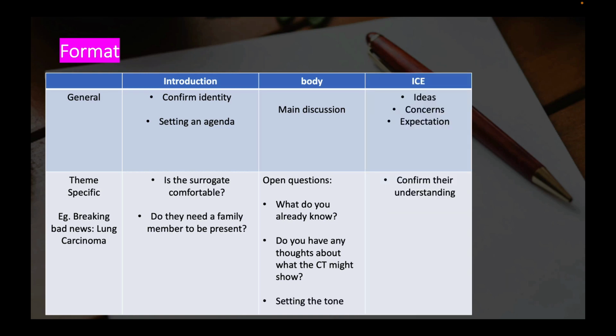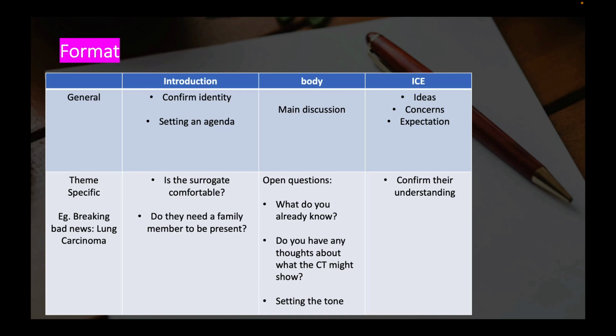Next is ICE: ideas, concerns, expectations. Now, many candidates start this part of the conversation once they reach the 12-minute mark. This is not ideal at all, as the surrogate may have a big list of questions as a part of their script which you may not be able to cover in 2 minutes. And then you will definitely lose marks.